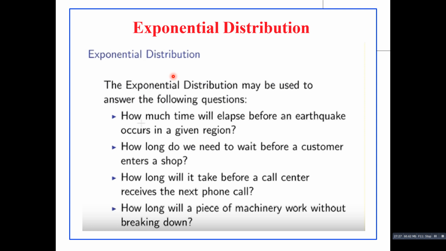So this is exponential distribution. You can use exponential distribution to answer all this. How much time? How long do we need? How long will it take before a call center receives the next one? And how long will a piece of machinery work without breaking down? All this can be calculated and can be expected.